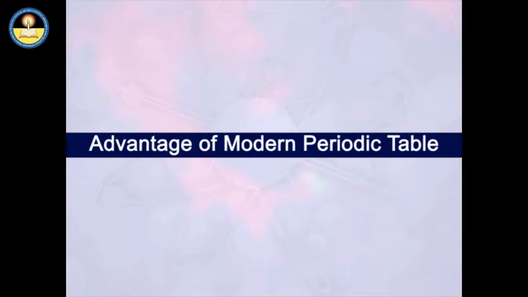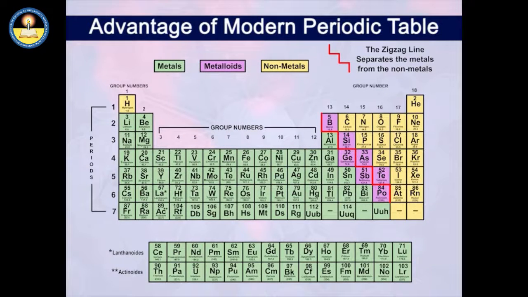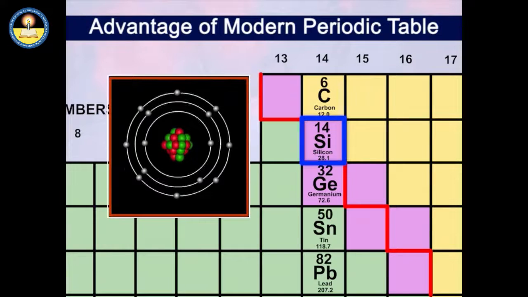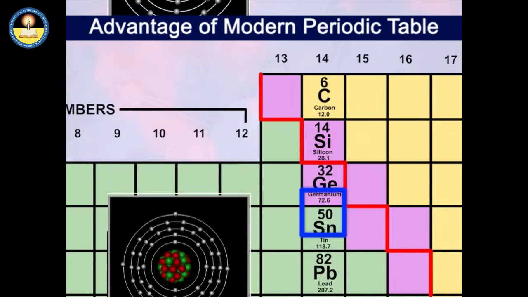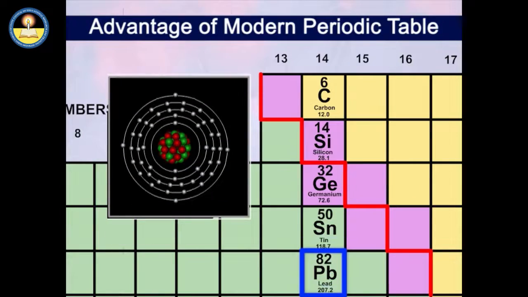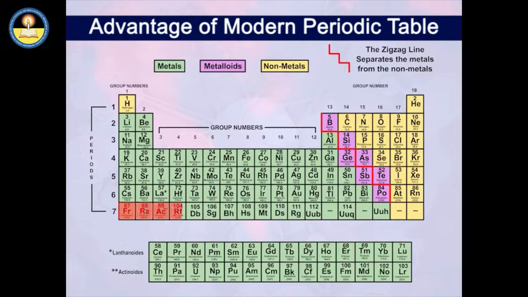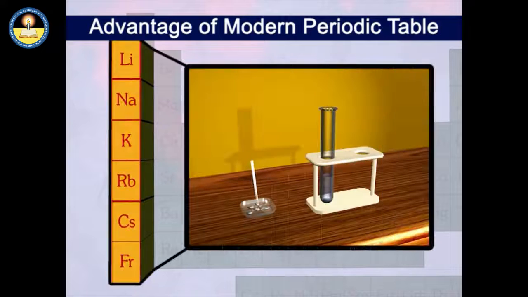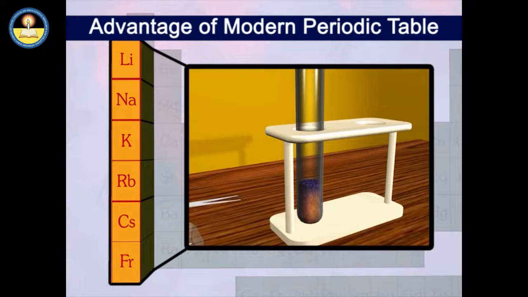Advantage of the modern periodic table. The use of the modern periodic table has made the study of chemistry systematic and easy. It serves as a good teaching aid. The properties of an element can be easily estimated by knowing its position in the periodic table. Periodicity in the properties of elements is well explained as electronic configurations of elements are repeated after certain intervals. The types of compounds formed by certain elements can be easily predicted by knowing the position of the elements in the periodic table.